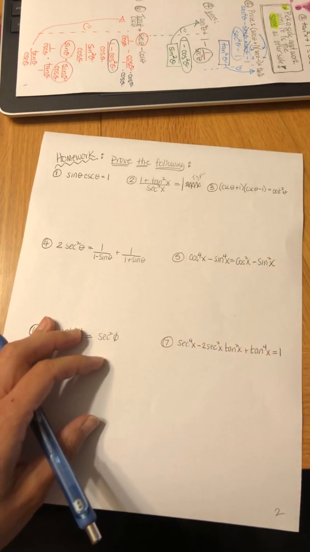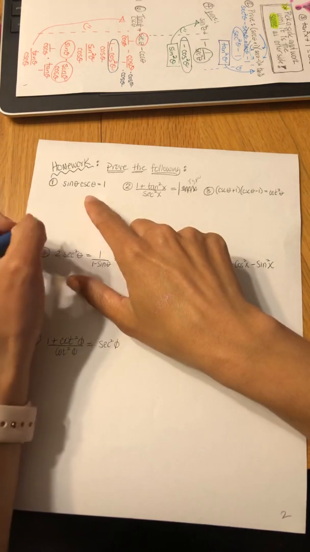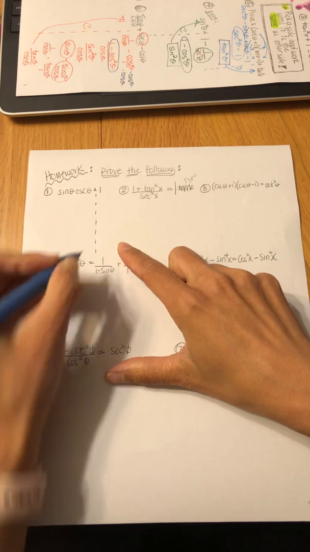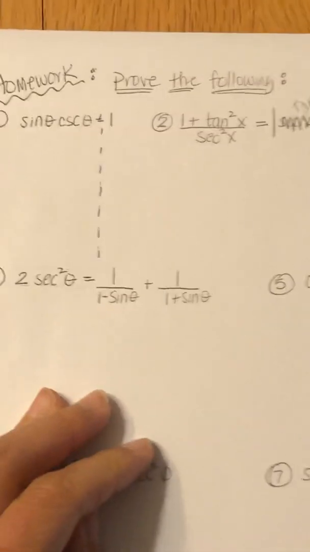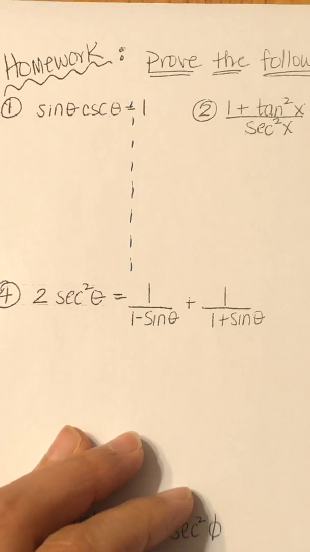So here we go. Number 1, the sine of theta times cosecant of theta equals 1. Well, we need to draw our dashes through the equal sign. Let me zoom in a little bit. And obviously, because we have 1 on the right, we're going to need to work on the left.